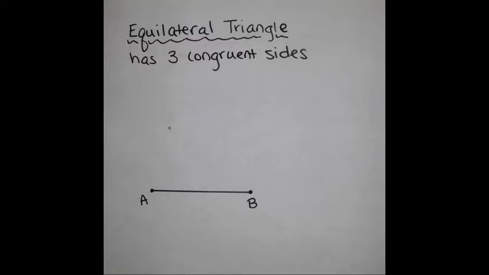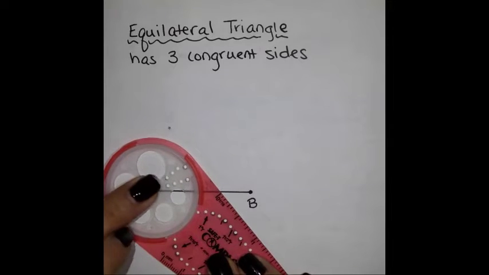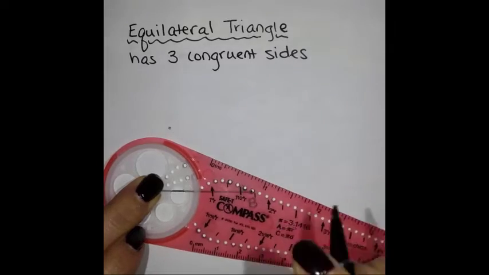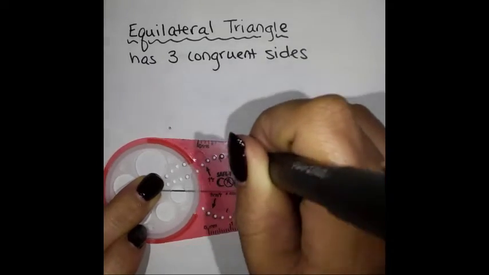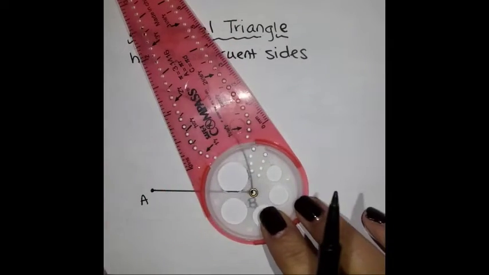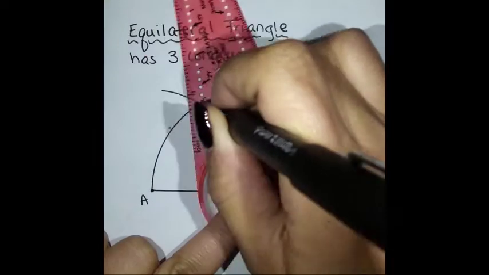Today we're going to be discussing how to construct an equilateral triangle. You know that an equilateral triangle has three congruent sides, so this will be the same construction as copying a segment. So here you're going to put the eye on A, radius on B, and you're going to draw an arc going straight above the line. Then you're going to switch the eye to B, and you're going to draw the exact same construction.